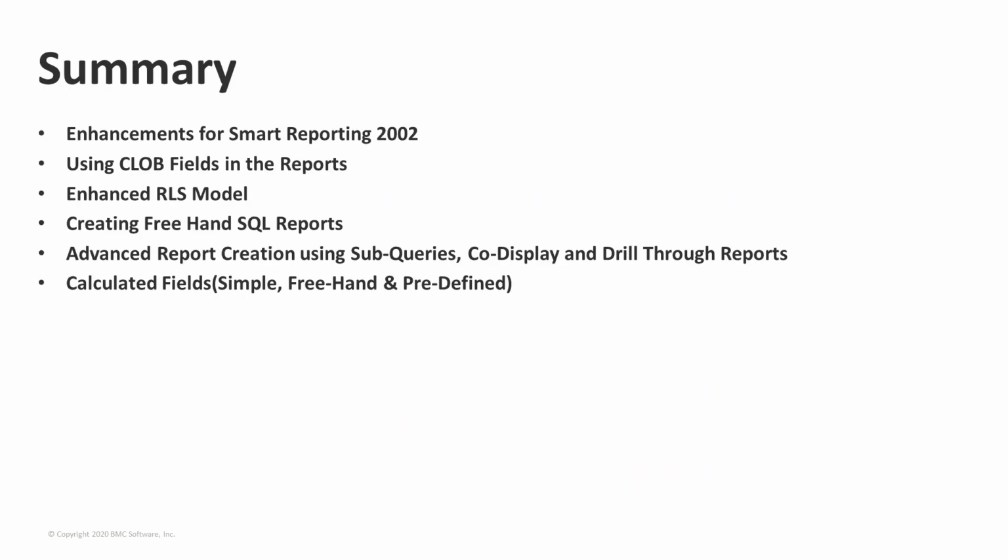So let's take a quick look at the summary of what topics we discovered today. Daniel initially started with the enhancements of the smart reporting 20.02 version, and then how to use the CLOB fields in the report using the new mechanism that we have in 20.02. And then we spoke about the new subquery RLS model which improves the query execution time. And then we spoke about the Freehand SQL report creation process, and then the advanced report creation using subqueries, code display, and drill to reports. And finally, we looked at the calculated fields, the predefined, Freehand, and simple, and we looked at the DBFN calculated field as well. That's all I have for today.